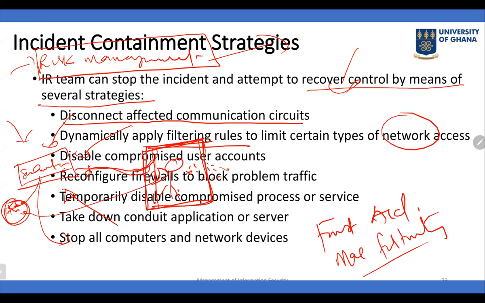Now, one of the strategies is that if the problem has to do with, let's say, communication, you may have to disconnect the affected communication circuit. That's one strategy. Then we are talking about filtering of machines. You don't have to stop every machine working. You can filter by taking out that machine from the network using the MAC filtering technique. You can also disable compromised user accounts.